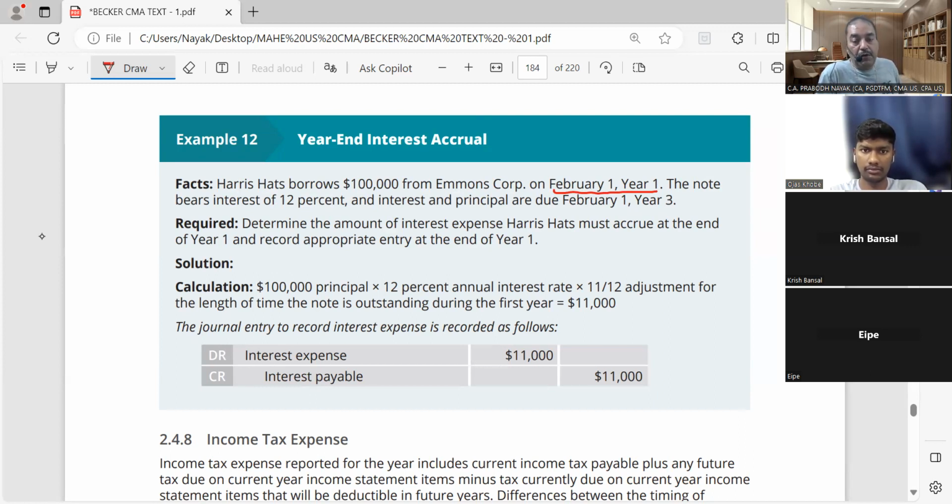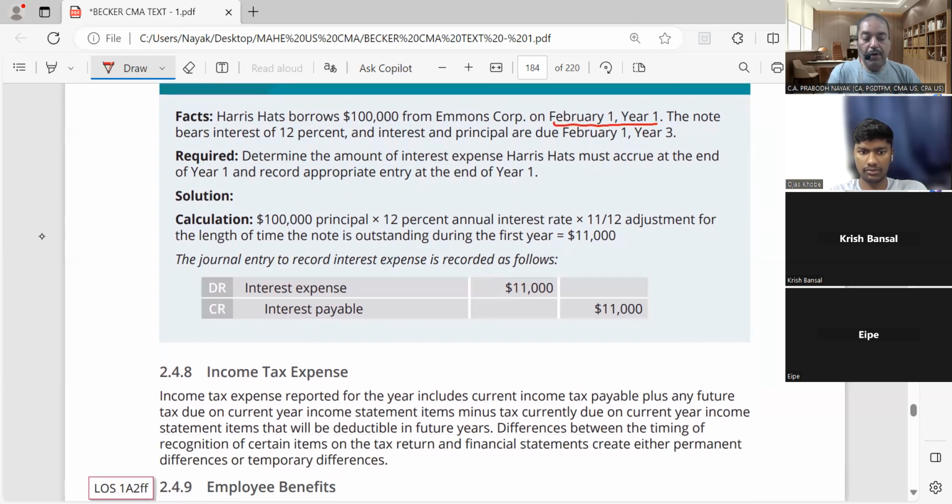So for 11 months the amount is outstanding for the current year, because the payment date is 1st February year 2, or you can say 31st January year 2. That is the date of payment of interest. Till then, at the end of the current year, only 11 months have passed, so 11 months of interest has accrued. Payment is made on 1st February. So interest expense account is debited and interest payable account is credited, because it's a liability. This will go to the profit and loss account and this will go to the balance sheet.